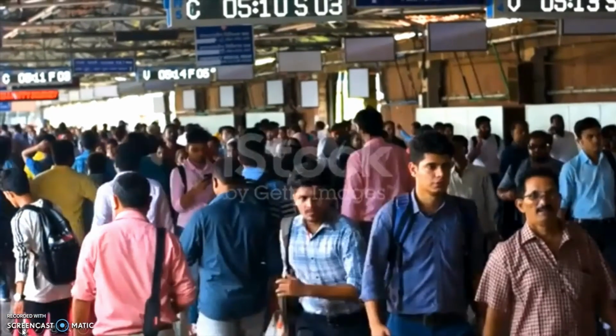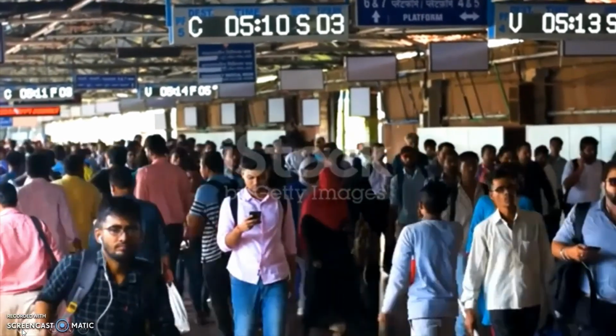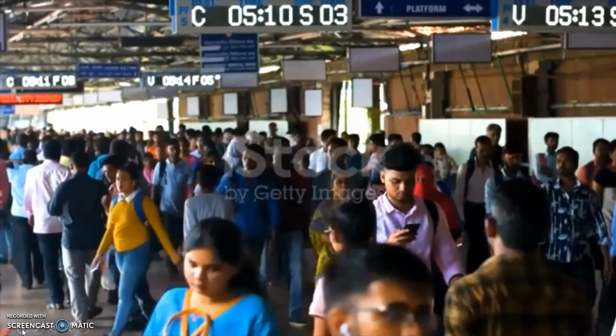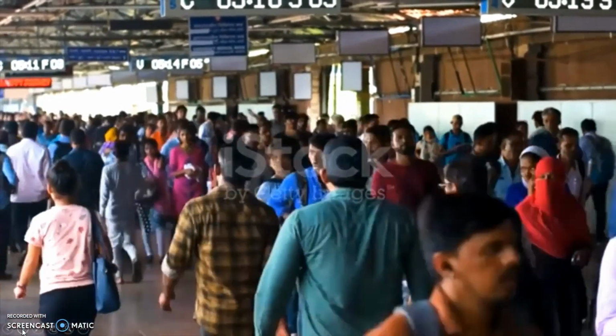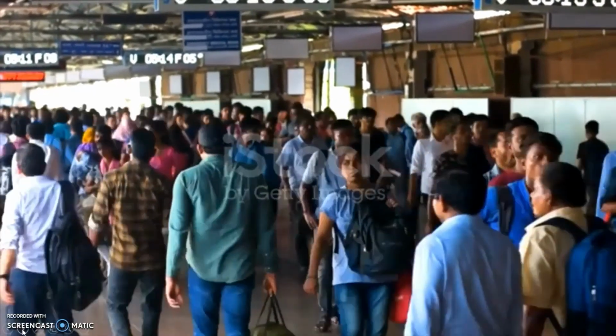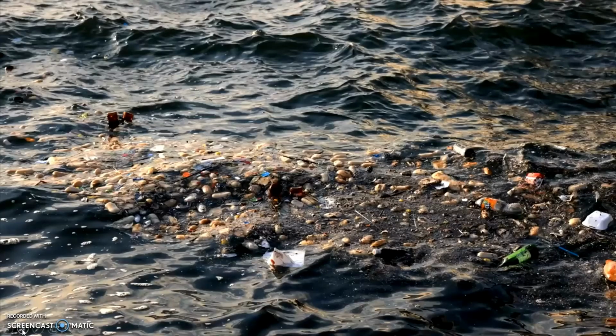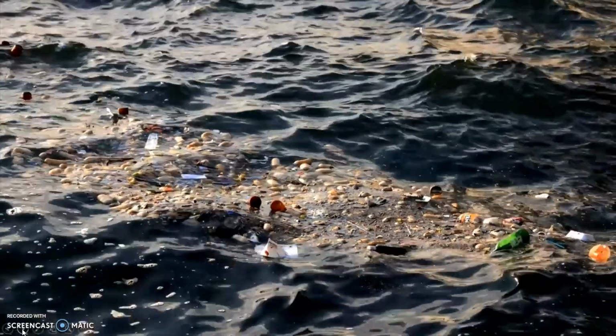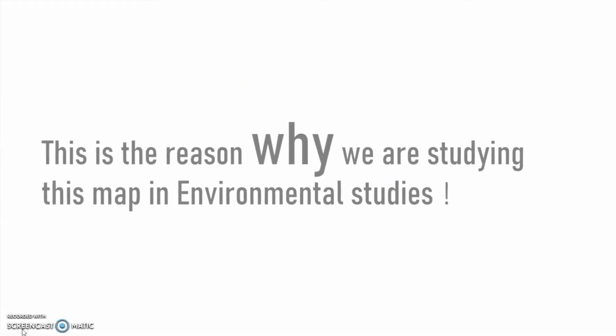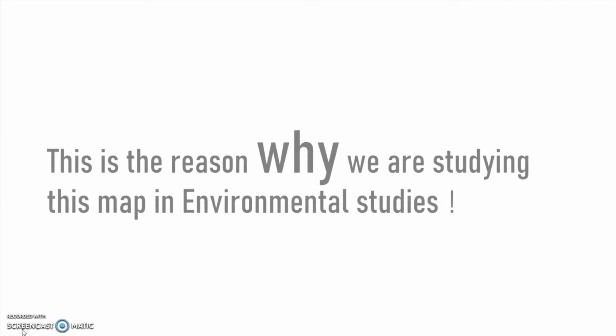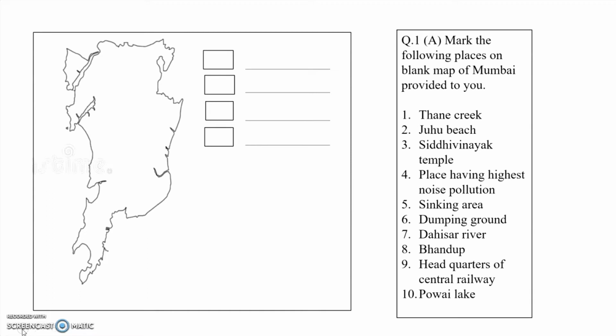Today, you can see that Mumbai is highly urbanized, highly populated, overcrowded, having problems of traffic, polluted water, and waste management. So these are many other environmental problems that we see in Mumbai today. This is the reason why we are studying this map in environmental studies.